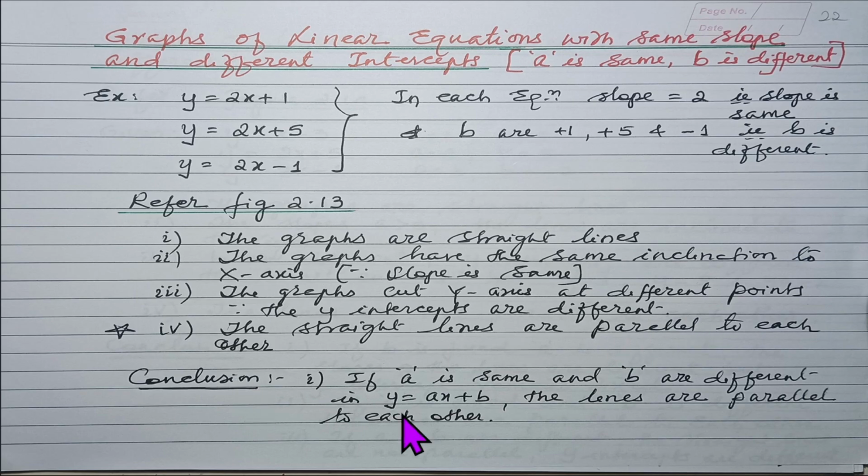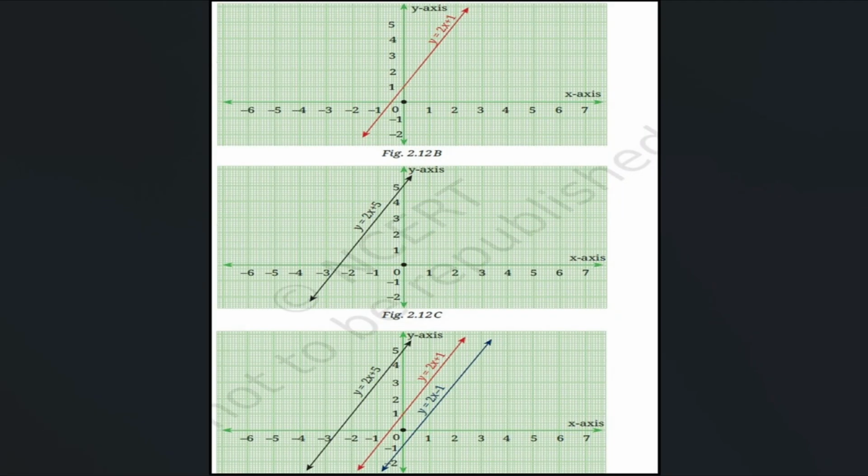So the conclusion is, if a is the same, that is the slope is the same, and the intercepts are different in y is equal to ax plus b, that is the linear equation, the lines are 100% parallel to each other. So please don't forget this. That is the important conclusion there.